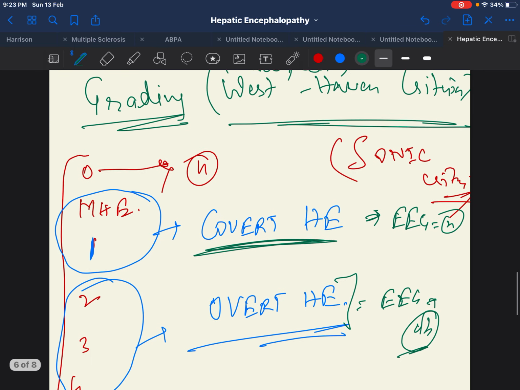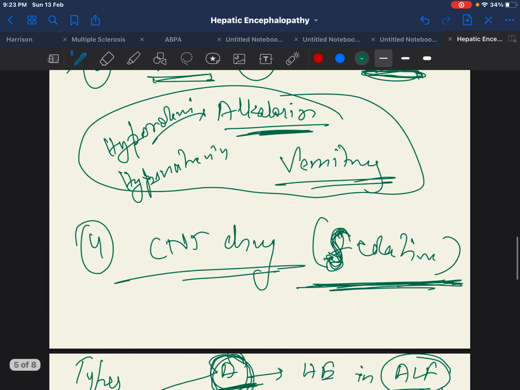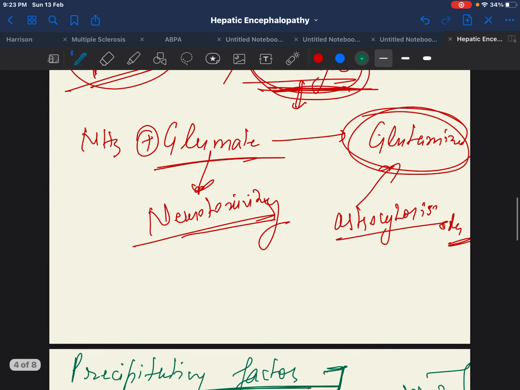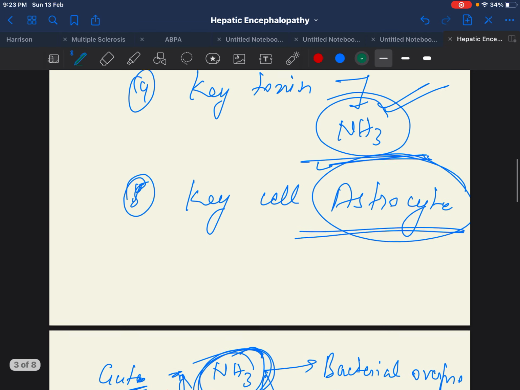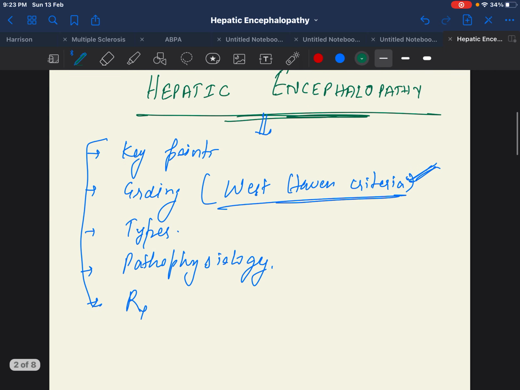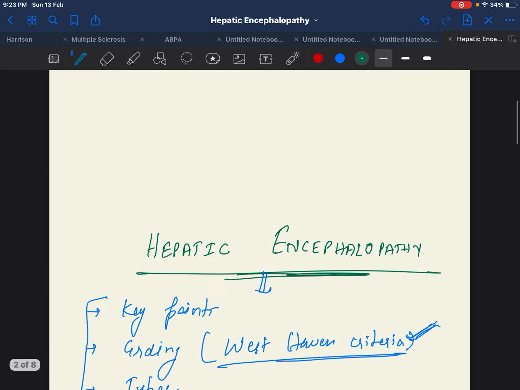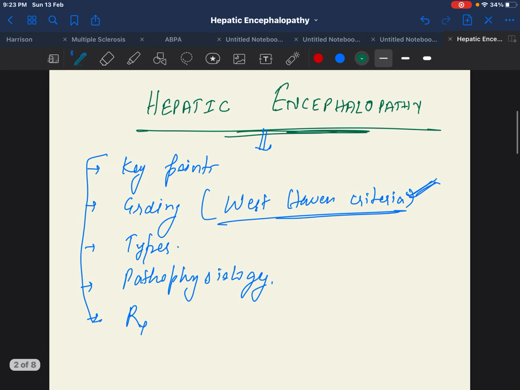So I taught hepatic encephalopathy just for some of the practical points and some of the MCQ points. I think I'm able to convey that to you. Thank you.